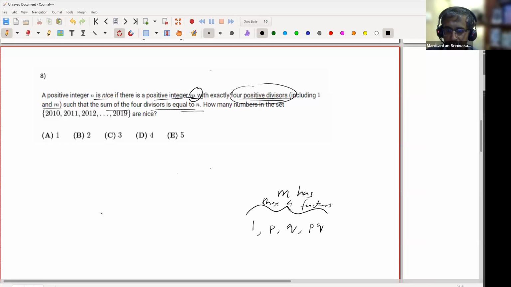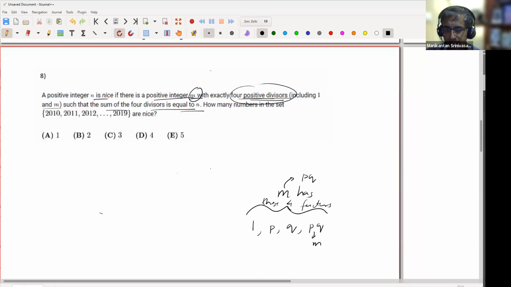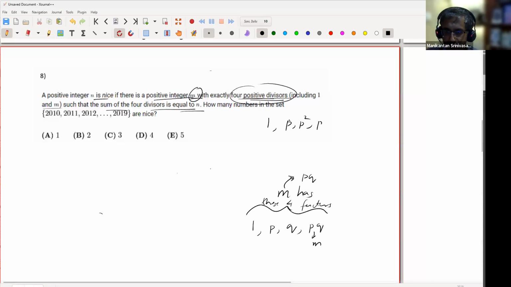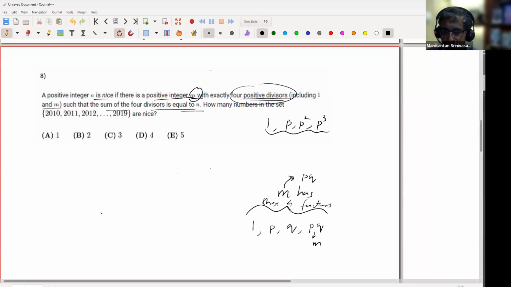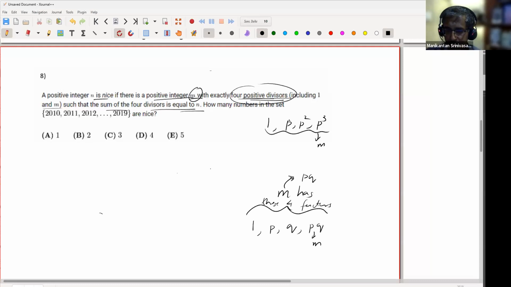What is that m? It's literally pq. So this is the m, right? Sorry, m is just the product of 2 distinct primes, or p cubed. Let's keep that also, so it's 1, p, p square and p cubed. So this could be m as well, right? Then also it has 4 factors. Okay, let's take both the cases.